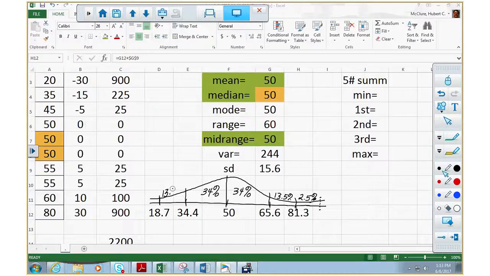13.5% and 2.5. So if a test question asked you how much of the population is going to be between 34 and 66, you tell me 68%. And there's one of the homework questions y'all sent in that deals with the empirical rule, so I'm just going to wait until we get to that question to go into the empirical rule more. 5-number summary.